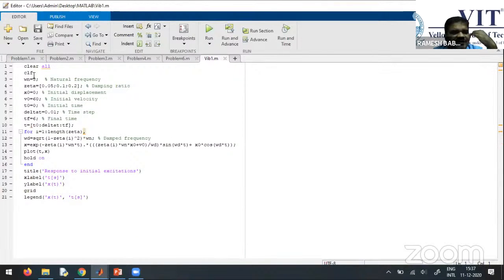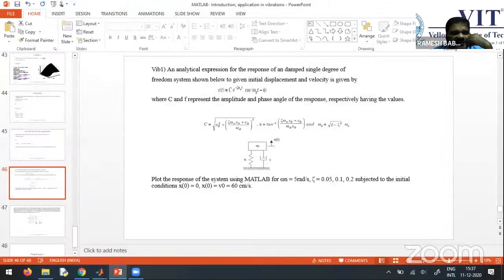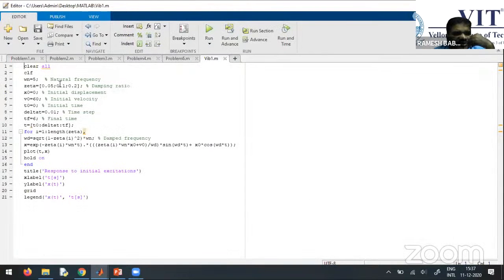So clear all, CLC, CLF, no problem. Omega n we have already taken from here. Natural frequency omega n, zeta values: zeta 0.5, 0.1, 0.2. So I take this as a matrix.